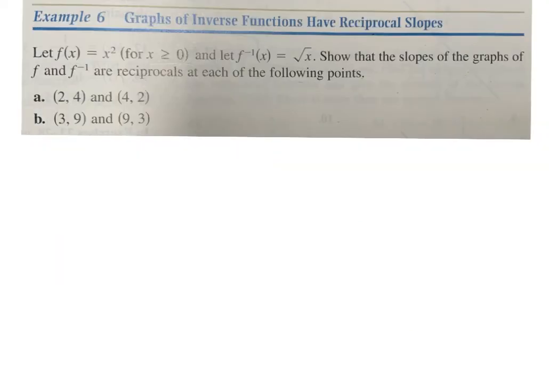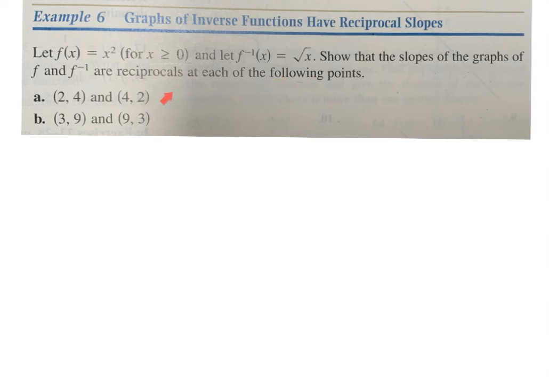Which is actually what the next one tells us. It says that graphs of inverses have reciprocal slopes. That's exactly what it tells us. It says let f of x equal x squared for x greater than 0, the inverse of x is going to be the square root of x. Show that the slopes of the graph are reciprocals at each of the following points.